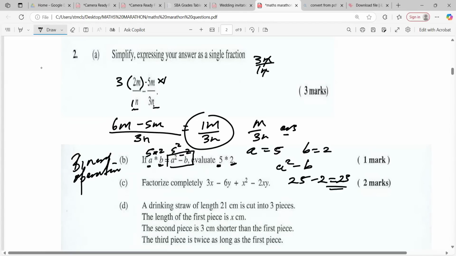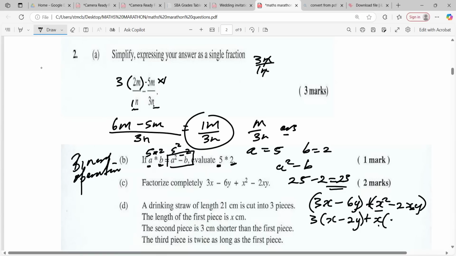This one's factorize completely for 2 marks. So we have 3x minus 6y plus x squared minus 2xy, right? We're going to need something that's common. We do factorize by grouping already, right? So 3 common. So that'll be x minus 3 into 6, 2y. And then we do the same thing now. Plus, x alone is common, right? So we take out x and then we say x squared divided by x. That will just leave x. x squared into this, x will cancel itself.